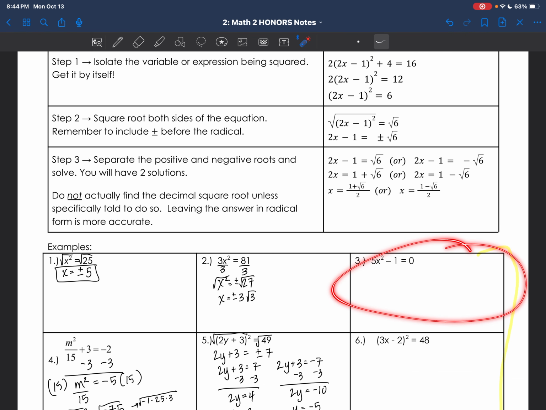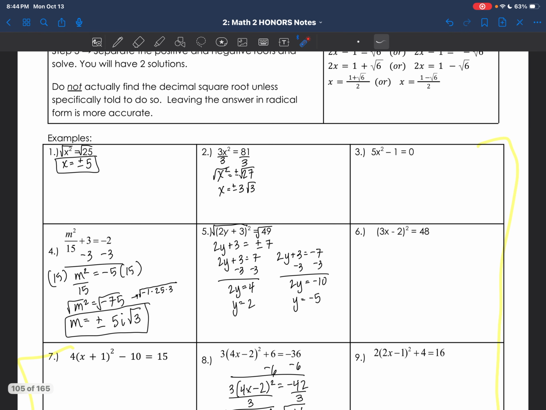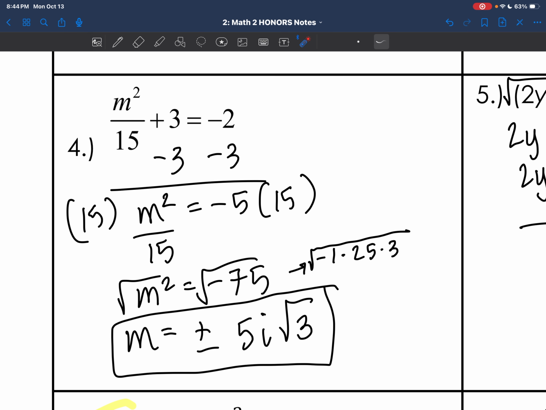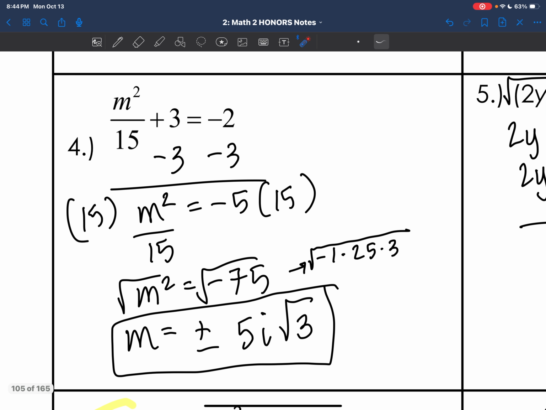All right, I want you to try this one. You are going to have a fraction with that one. All right, let's look at number 4. Now this is a 2-step, multi-step equation. So we're going to subtract 3 to get that part by itself. Once we subtract 3, I'm going to have m squared over 15 equals negative 5. Since you're dividing by 15, you have to multiply both sides by 15. That cancels out, and this gives you negative 75.